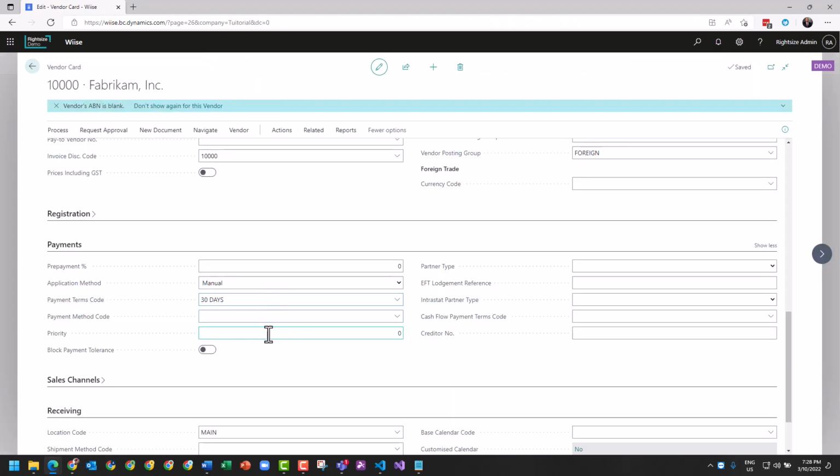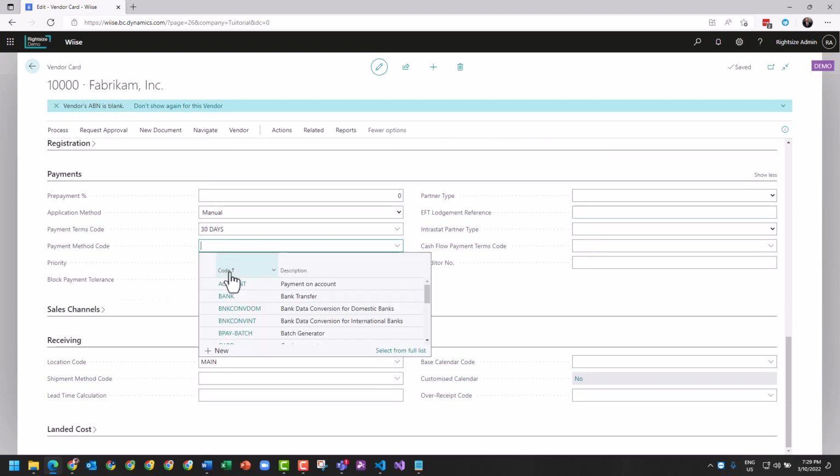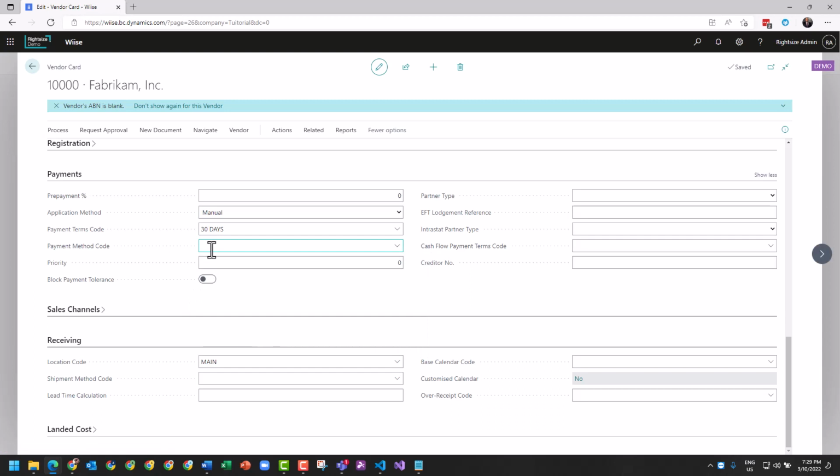Under payments, we've got a prepayment percentage field, which is super important if we have to pay them in advance. How much do we need to pay them in advance? References for lodgement documents, if we require to always put a reference on their remittance, we want to make sure that we have that. Payment method code will turn around and tell us how we pay them, whether we pay them by check or via EFT or via cash. It's super important.